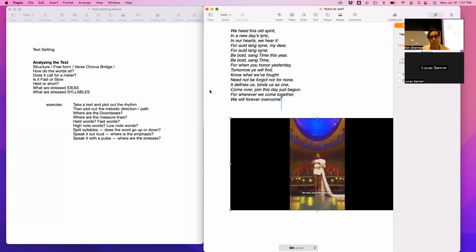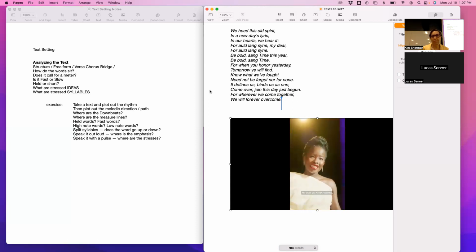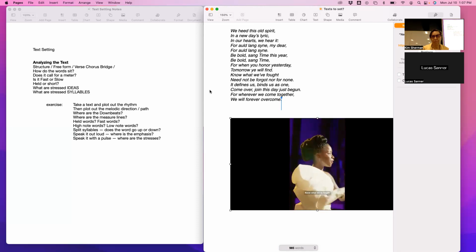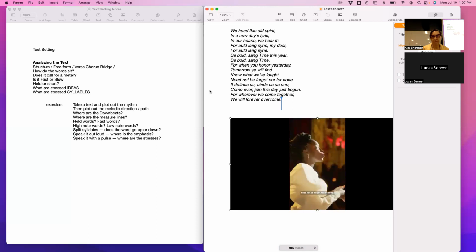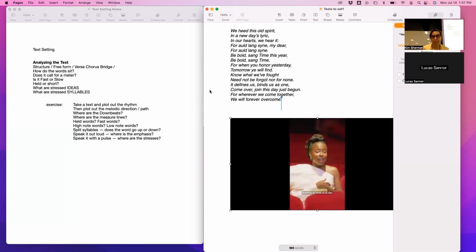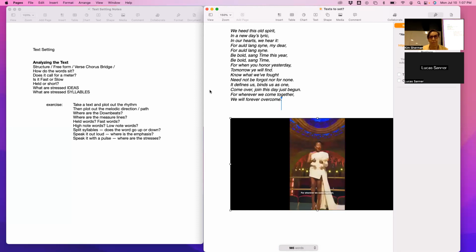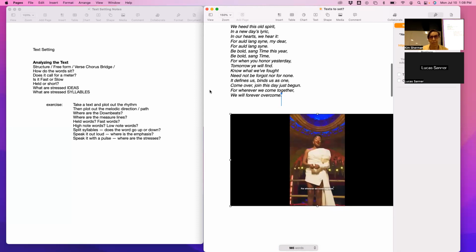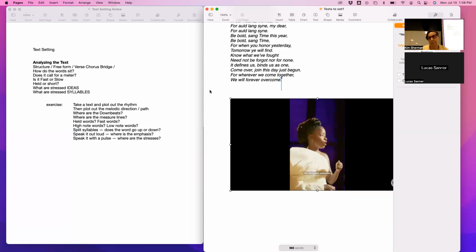Be bold, for when you honor yesterday, tomorrow ye will find. Know what we fought need not be forgot, nor for none. It defines us, binds us as one. Come over, join this day just begun. For wherever we come together, we will forever overcome.